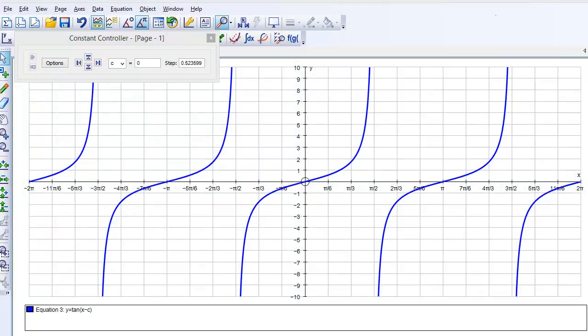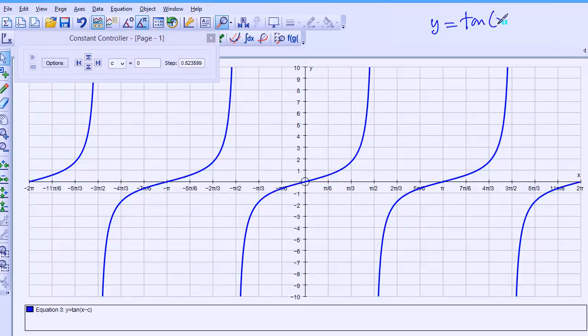Now we have y is equal to tan of x minus c, with at the moment c set to 0, so that's the standard tan. Note that the asymptote here would be x is pi by 2. There'd be another one here and another one over here, but let's just look at this one.